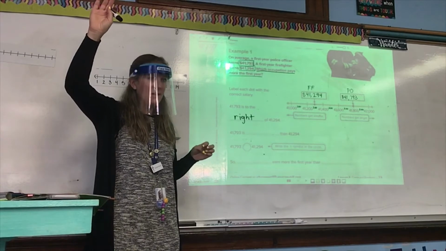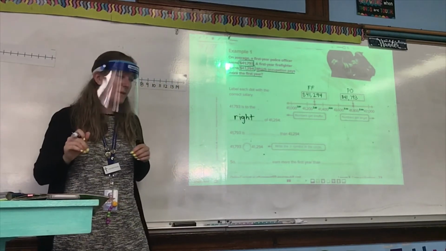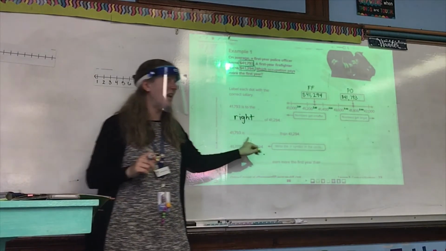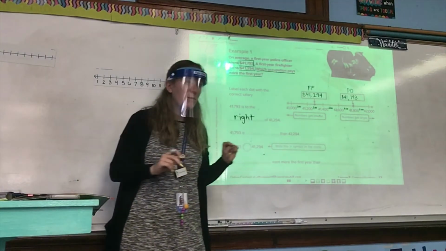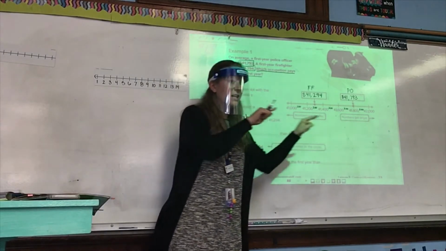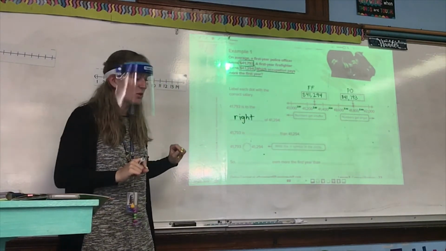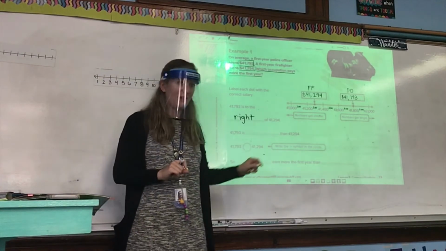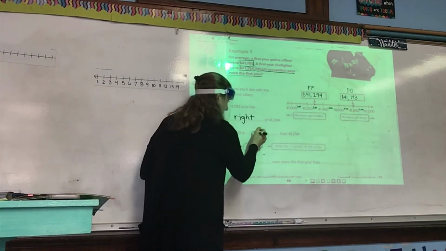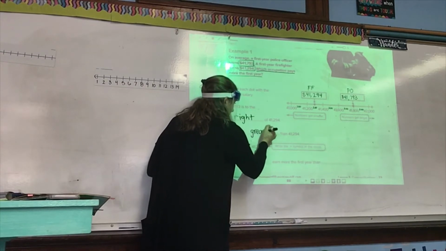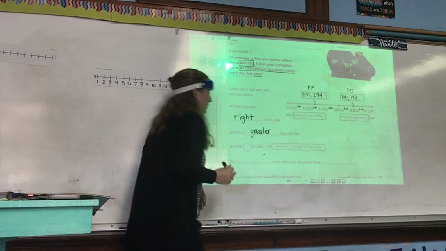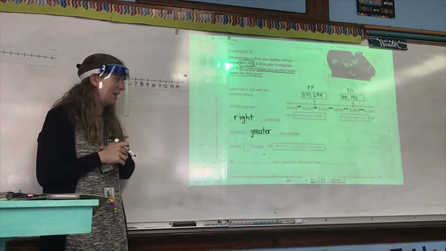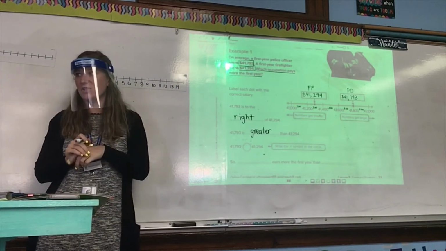Cullen? Less. Is it less? Remember, as we move to the right, we already figured out this number, 41,793, is to the right, and we know that on number lines, numbers get bigger as they go to the right. So if a number is on the right, is it greater than or less than the number on the left? Greater. So 41,793 is greater than 41,294.